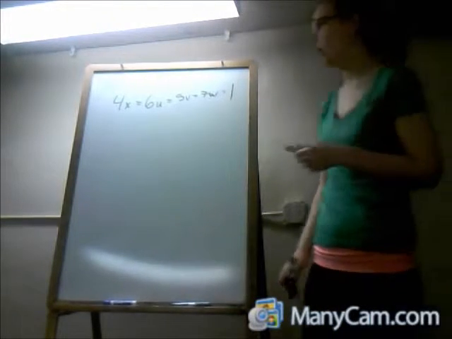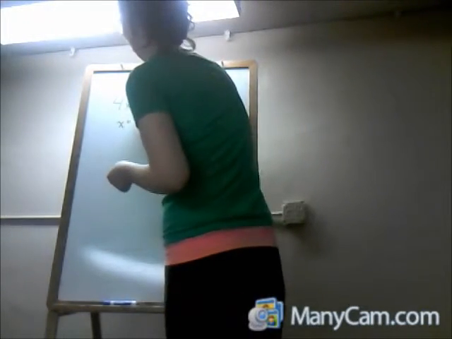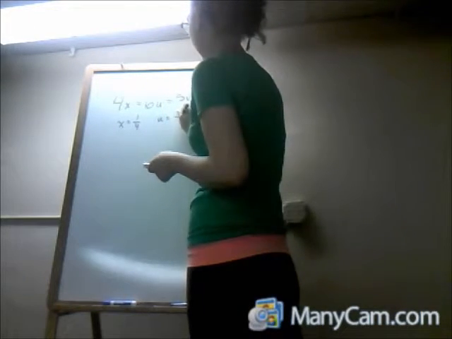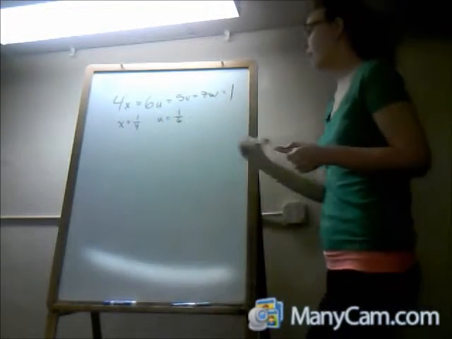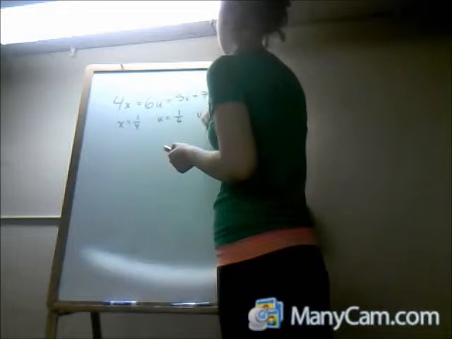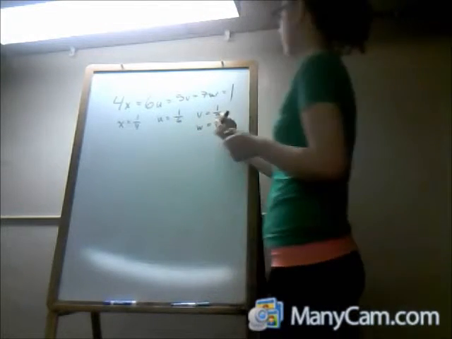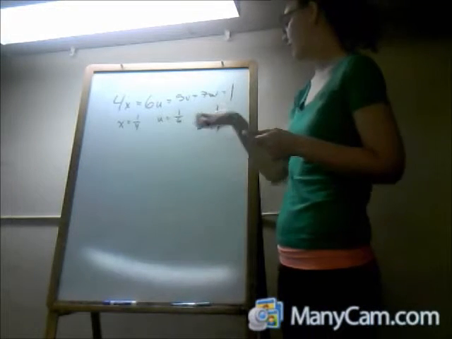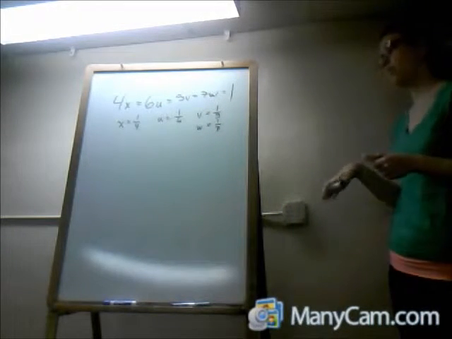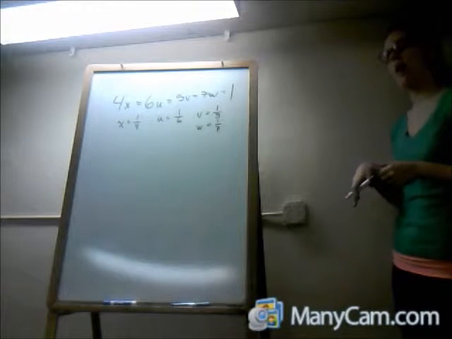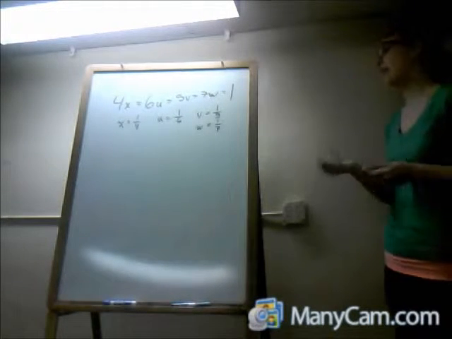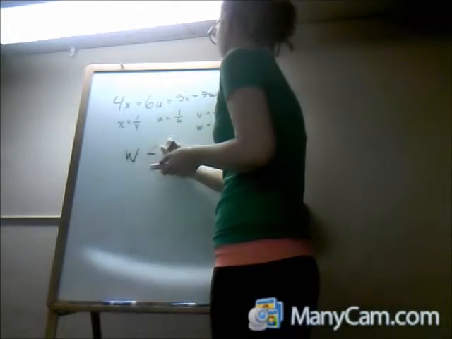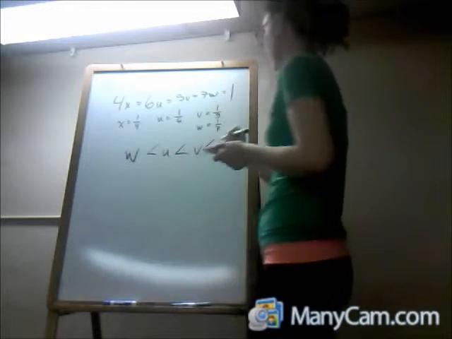If they all equal 1, that means x equals 1/4, right? And that means u equals 1/6, v equals 1/5, and w equals 1/7. So now we know, just by looking, we have 1/4, 1/5, 1/6, 1/7. Essentially w is the smallest because it's 1/7, then u, then v, then x.